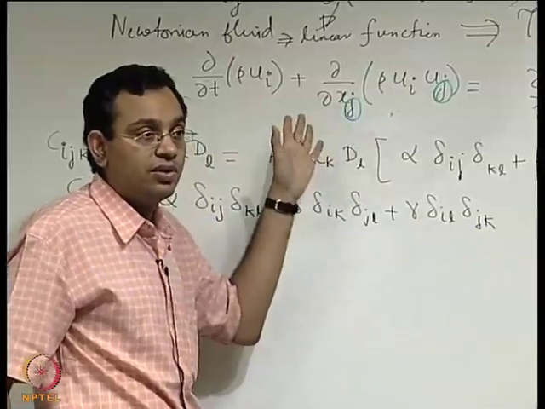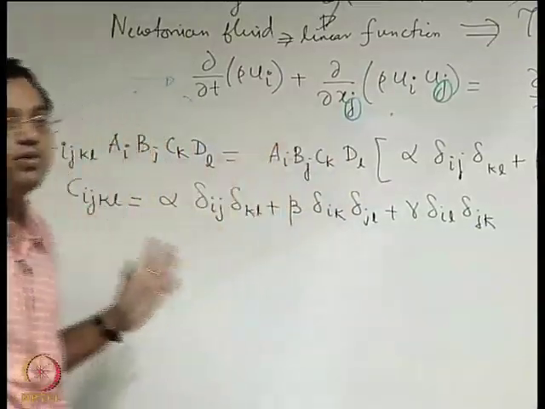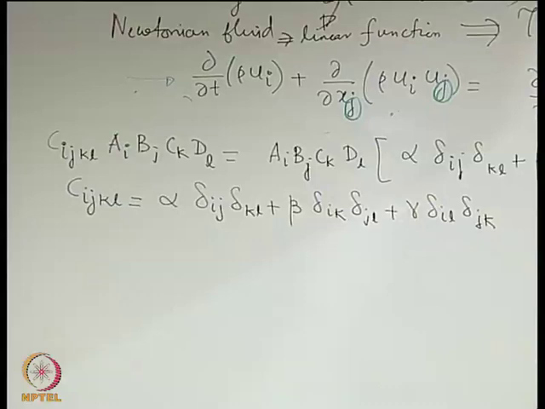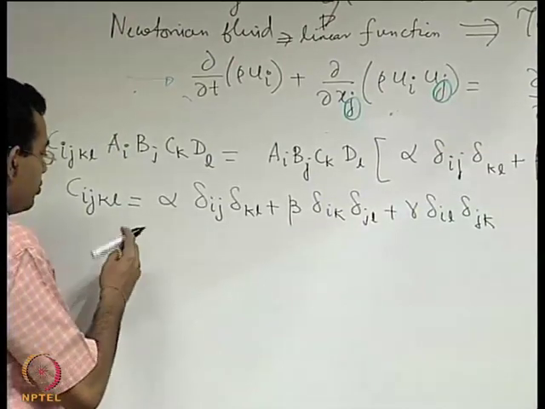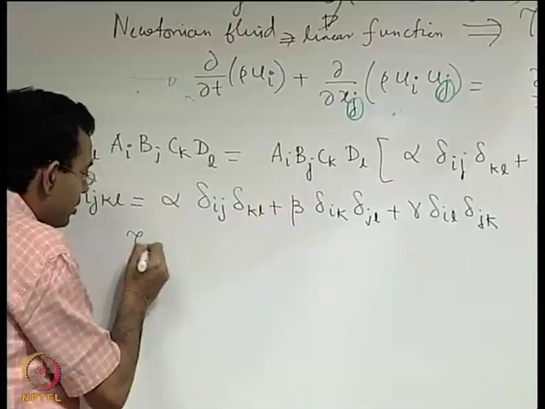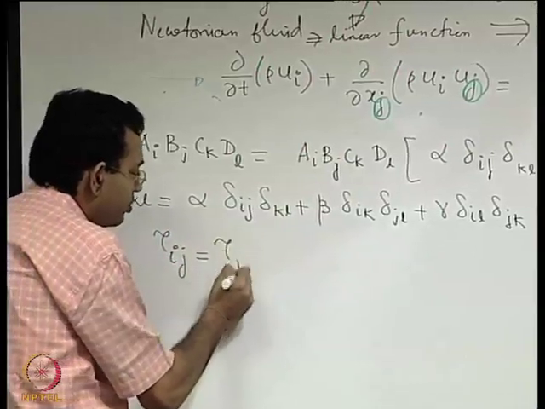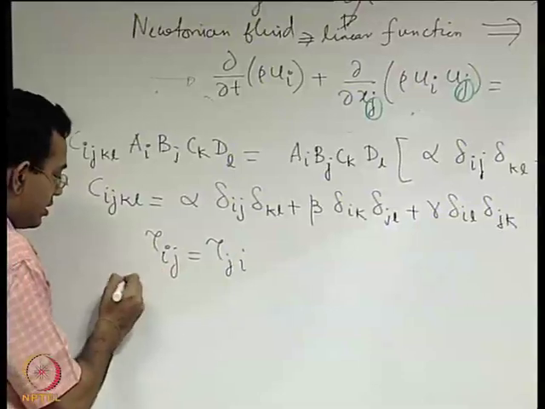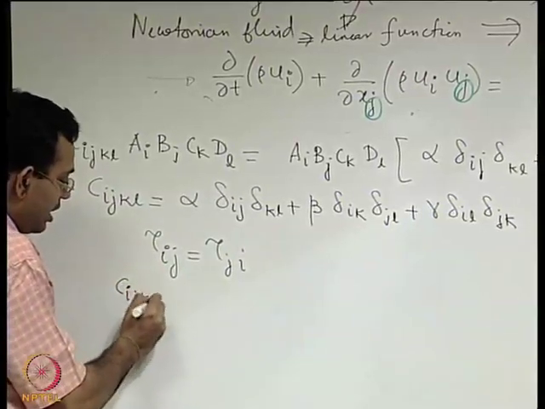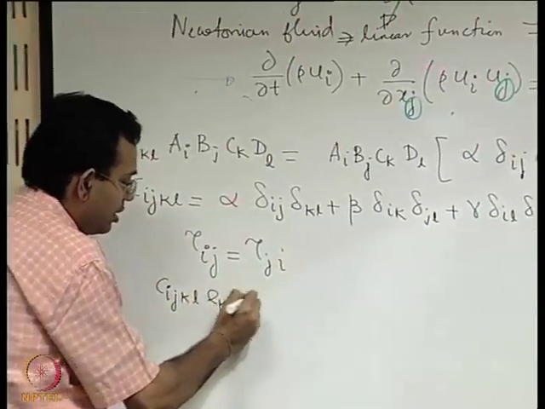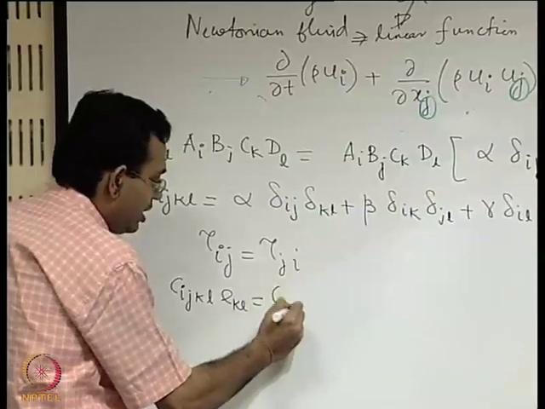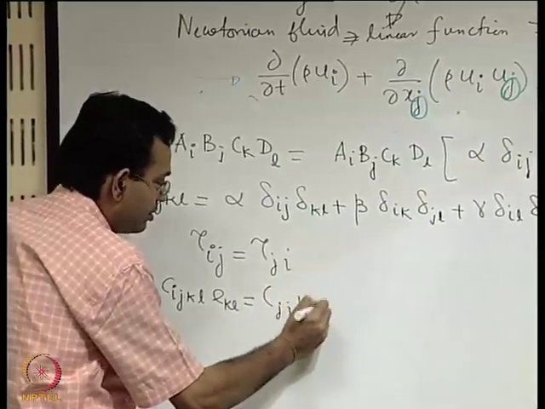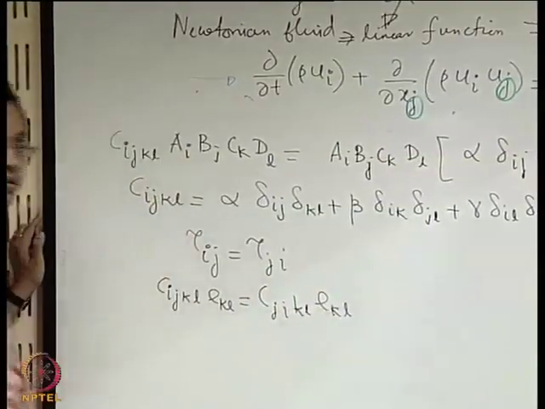We may reduce it even to less, because we have not yet exploited the symmetry of tau_ij, that we have never used. We must have tau_ij equal to tau_ji, that we have seen from angular momentum conservation. So, the next step is we use the symmetry, that is you have tau_ij equal to tau_ji. So, tau_ij is what? Tau_ij is C_ijkl E_kl, that must be equal to C_jikl E_kl, right.